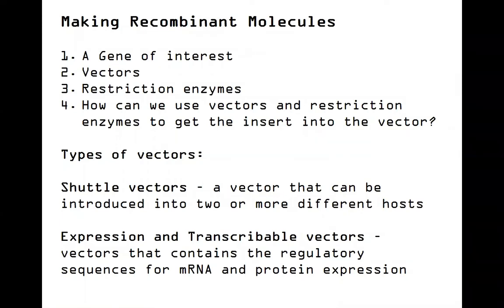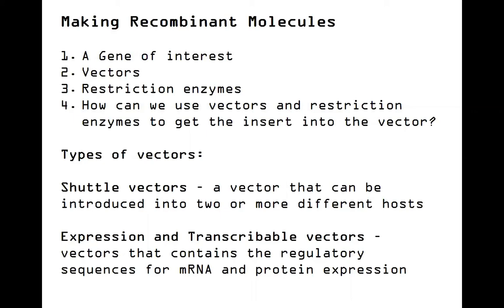Today we're going to be looking at making recombinant DNA molecules. There's a lot going on in this chapter, but specifically we're going to be focusing today on targeting our gene of interest, the types of vectors or these constructs that we're going to make. We're going to be dealing with restriction enzymes and how we can use this combination of vectors and restriction enzymes to get our insert into the vector correctly.